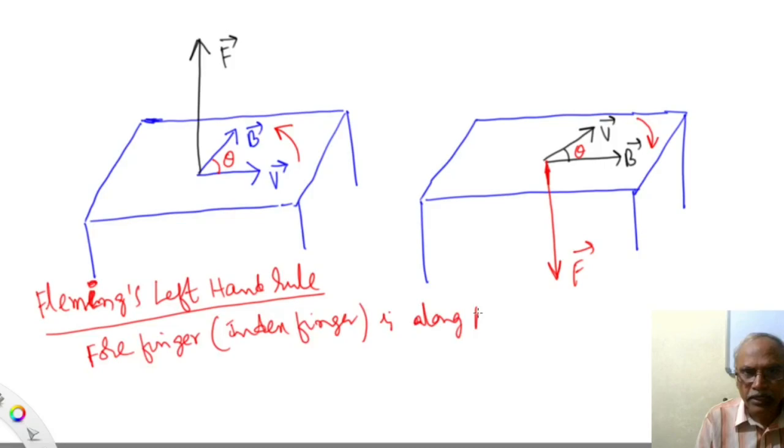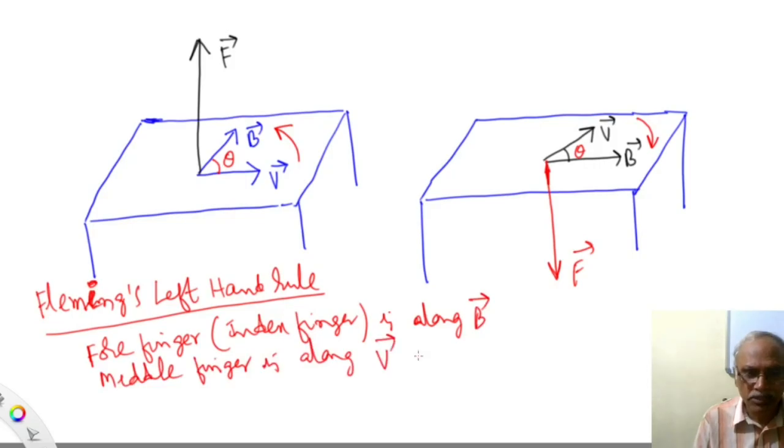And the middle finger of the left hand you have to keep in the direction of V bar, along the direction of velocity of the positive charge. Then the thumb shows the direction of force. Thumb shows the direction of force.